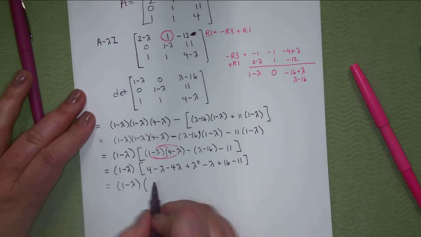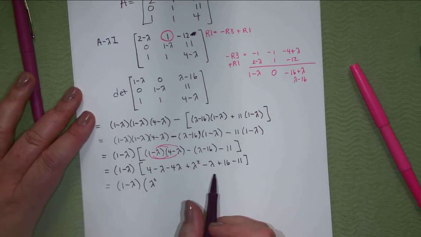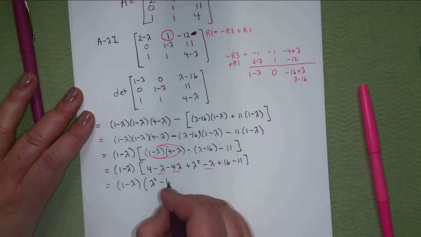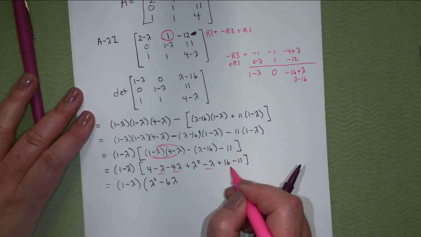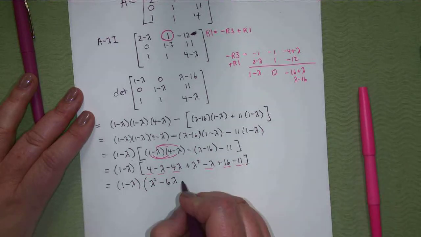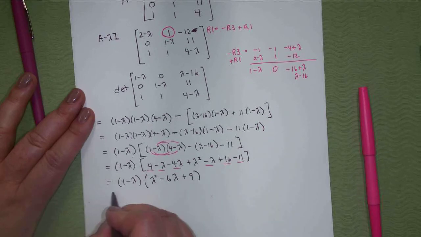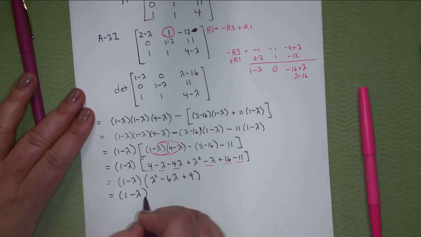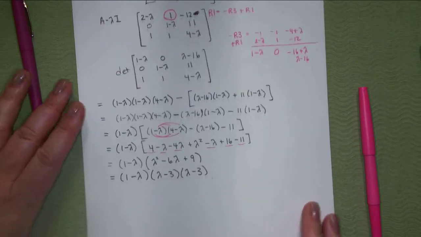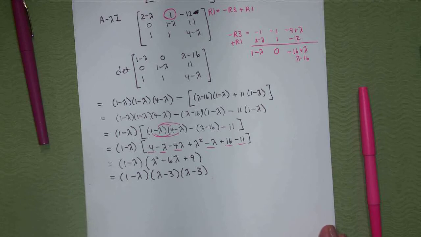So lambda squared, and the lambdas minus 6, and the constants 20 minus 11, 9. Okay, so that's what I meant by once you get one of them out, multiply everything else out and you can factor it. Okay, and that's much shorter.